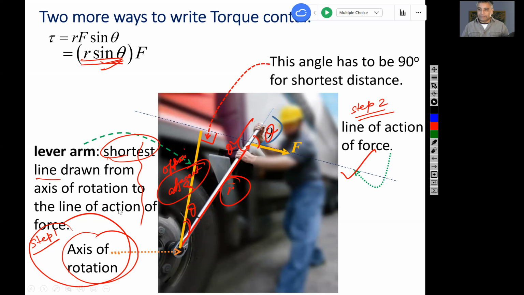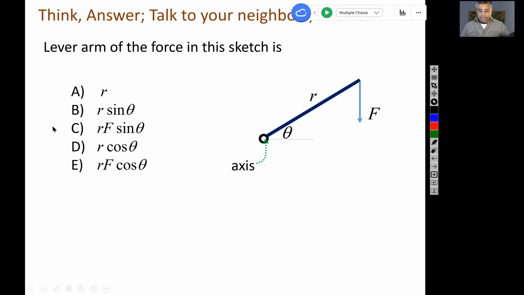We know how to find torque now. Let's start by finding the lever arm first. Lever arm for this force in this drawing, okay? So the axis is already marked for you. All you need to do is draw a line of action of force, draw the lever arm, and figure out what that is, okay? So here are 2 minutes for you guys.